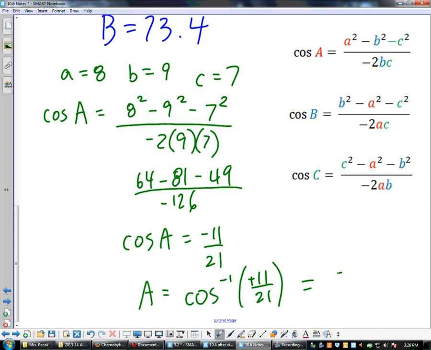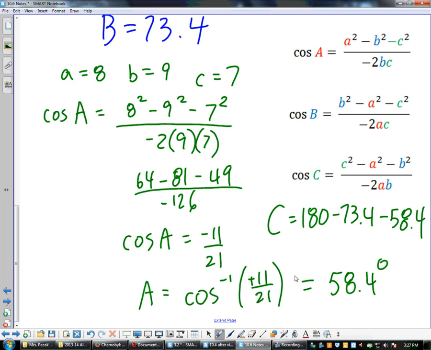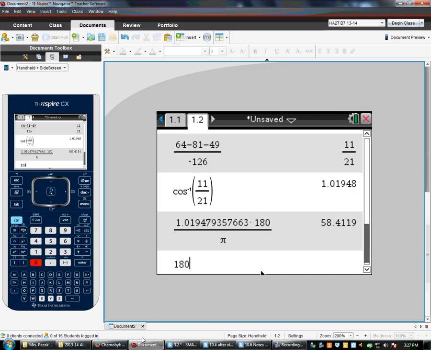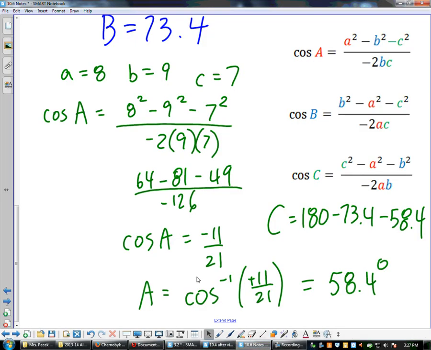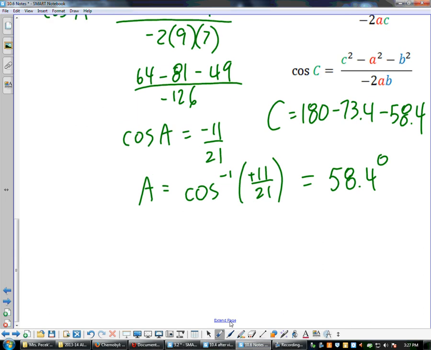So A is equal to 58.4 degrees, and we know that angle B was 73.4, so we can find angle C by doing 180 minus 73.4 minus 58.4. If we go to our calculator, 180 minus 73.4 minus 58.4 leaves us with 48.2. So our final angle, angle C, is going to be 48.2 degrees.